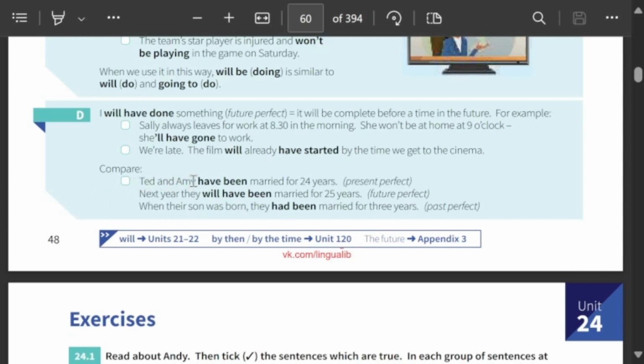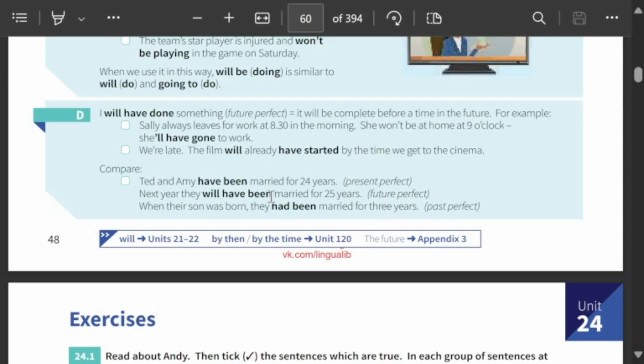Let's see these comparisons. Ted and Amy have been married for 24 years. Remember, present perfect. We have already learned this. They have been married for 24 years. "For" shows a period of time. It's talking about the duration of this. So they have been married. Now, this is now. Next year, in the future, they will have been married for 25 years. You see, because this year is 24, so next year is 25.